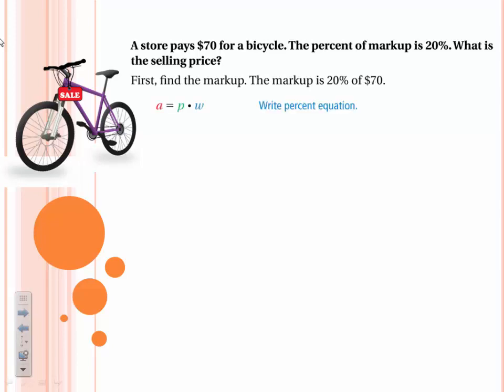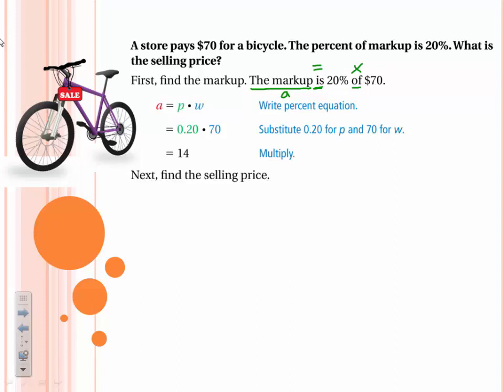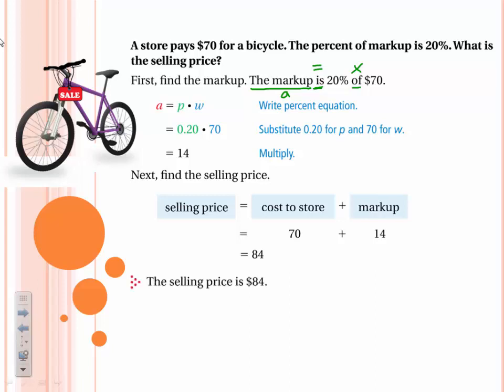So we have to find our A equals P times W. 20% of 70. Notice here's our is and here's our of. So the markup is our A. So once we do that, we find 14. But keep in mind, this is the amount they mark it up. So now we still have to find the selling price. The selling price equals the cost to the store plus the markup. So the cost to the store was 70 and we add 14. So we get $84. So the selling price is $84.